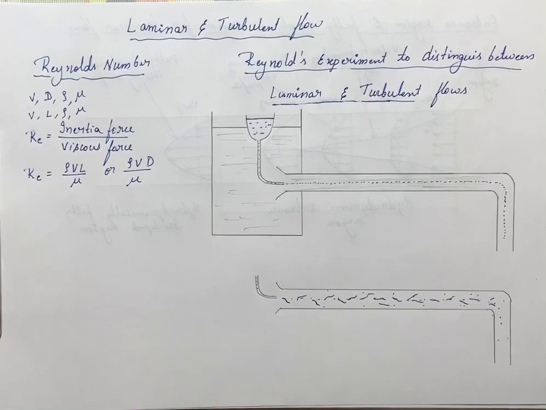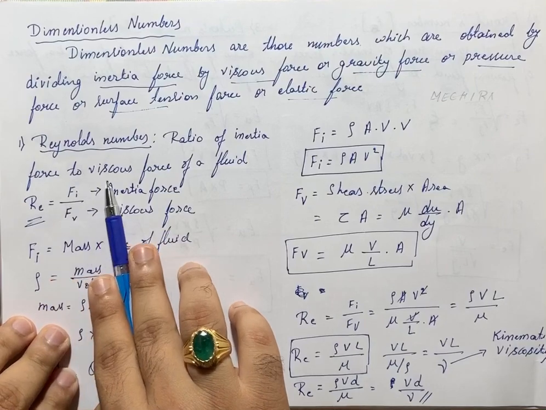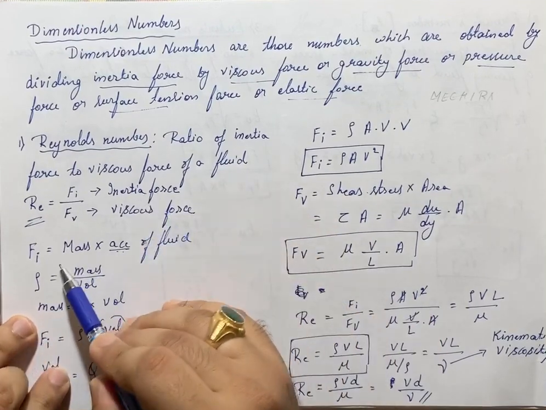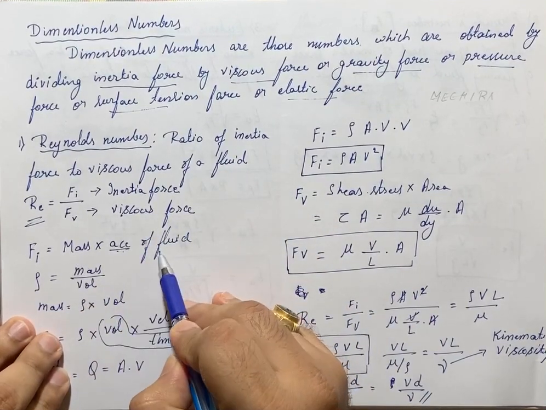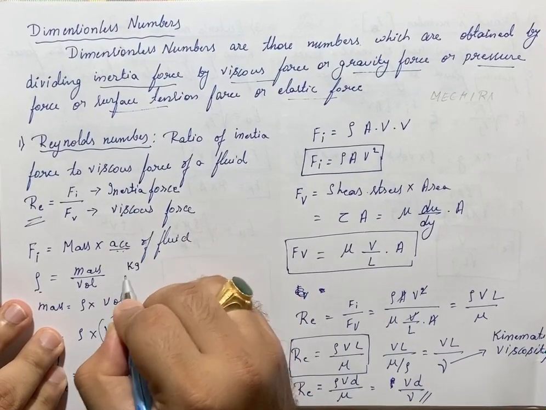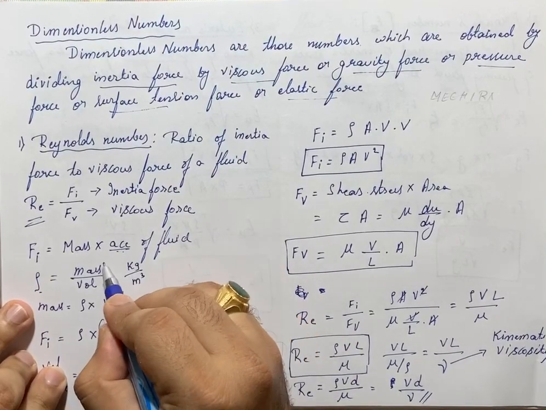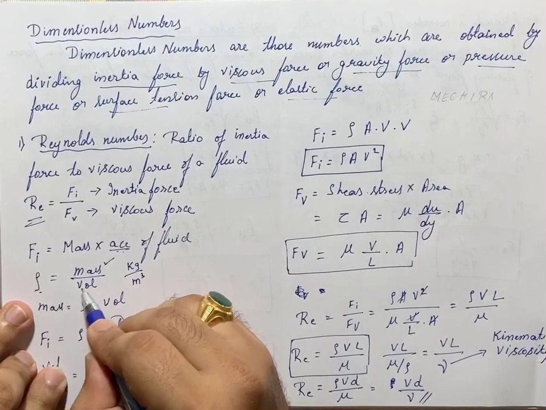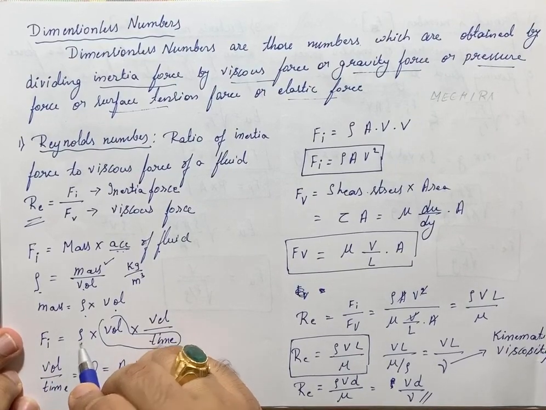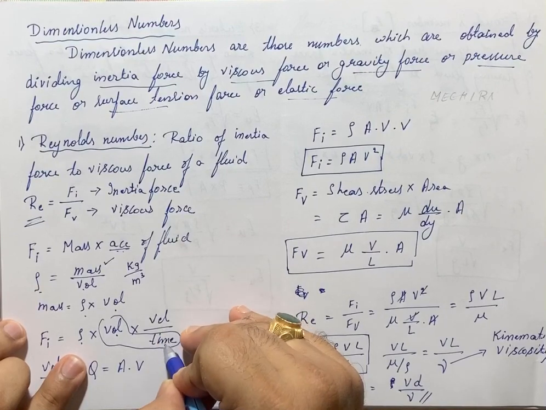How we got this is as follows. Reynolds number is the ratio of the inertia force of the flowing fluid to the viscous force. Now, inertia force is mass into acceleration of the fluid. Density is written in kg per meter cube, that is mass by volume of the fluid. Only mass is needed, so mass is density into volume. Now, inertia force is density into volume, that is mass, into acceleration of the fluid, which is velocity by time.